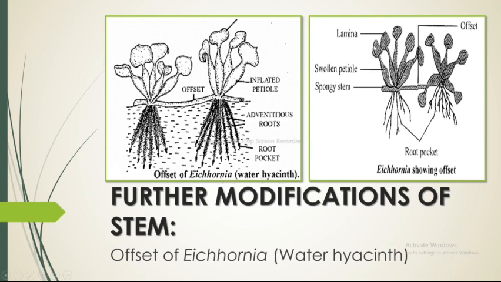In the second figure you can see that this is the lamina. This is the swollen petiole. This is the spongy stem and this is the offset. These are root pockets. So this is Eichhornia showing the offset as shown in the figure.